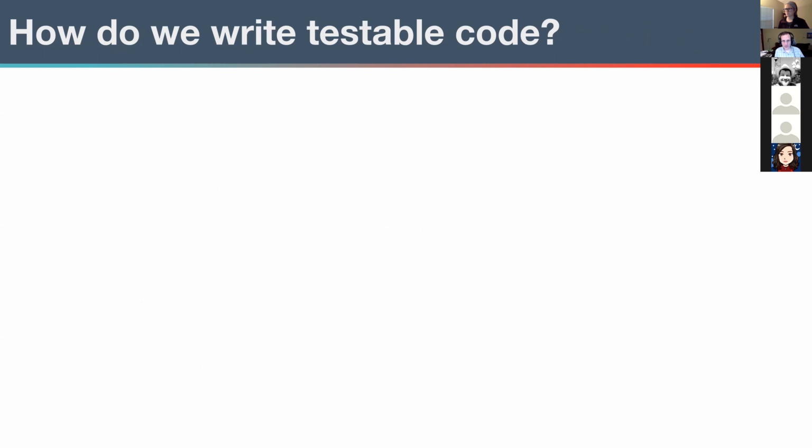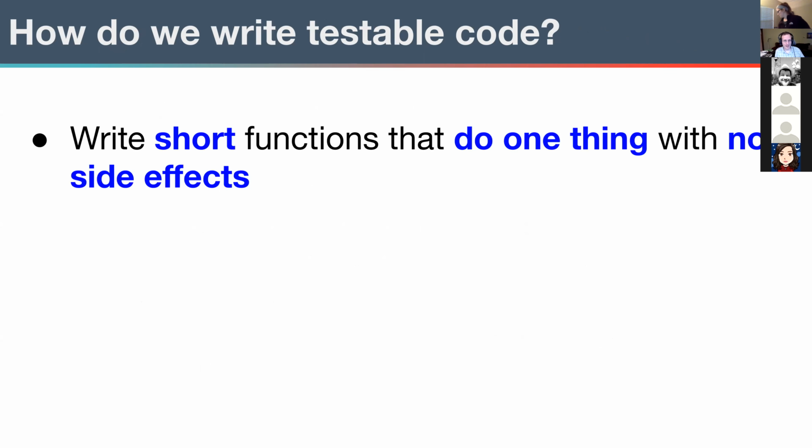Another underappreciated question is, how do we write testable code? If we want clean tests, then we need clean code to go along with it. Probably the most important thing is to write short functions that do exactly one thing with no side effects. That allows us to test the behavior of the individual functions. A function that does many things is a lot harder to test.